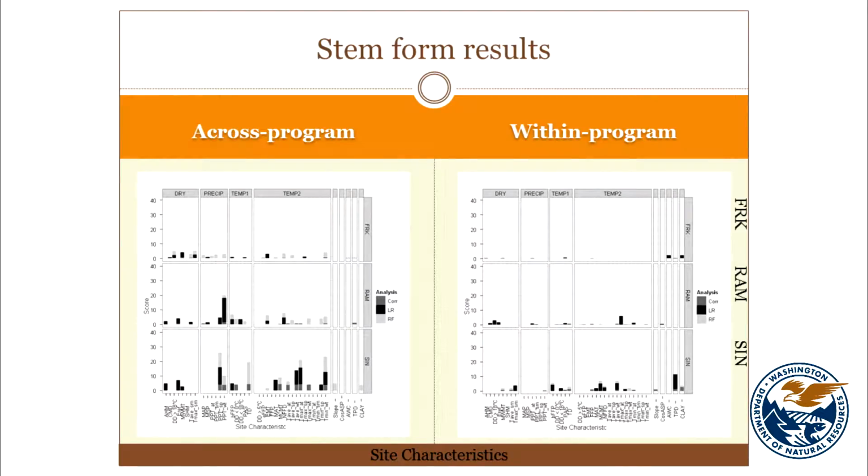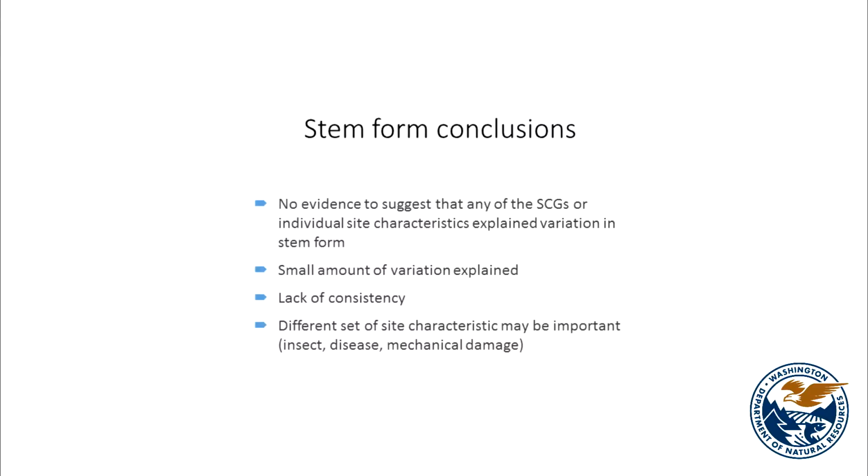So for the stem form results, there's not a lot going on here. There really weren't any site characteristics that were important for explaining the variation that we were seeing in stem form across these sites. So we decided to maybe take a step back. There was very little variation explained. There was a lack of consistency across the different analytical techniques. So we're like, maybe we're looking at the wrong site characteristics, or maybe we just don't understand our assumptions about stem form in general.